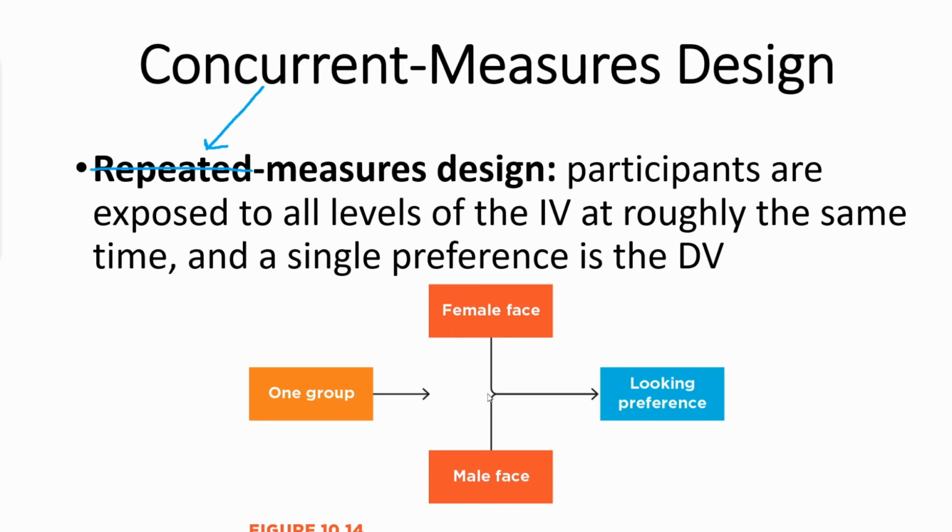So you can expose them to multiple things, ask them to choose, and that choice is our measured dependent variable. And because they're picking from multiple levels of the independent variable, female face or male face, they're getting exposed to them all at once. So that's how we have our differences between repeated and concurrent measures designs.